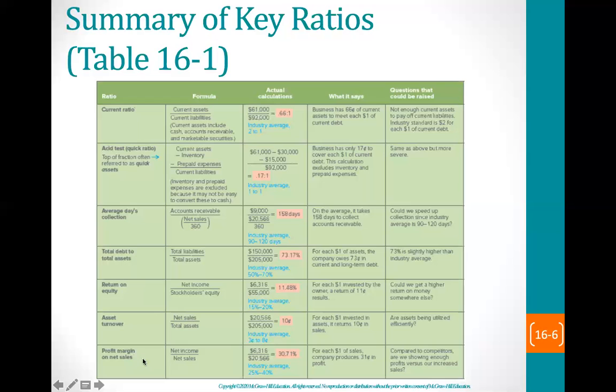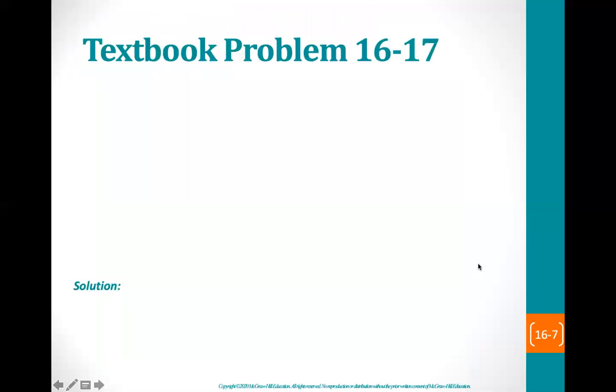Profit margin on net sales. We discussed this in one of the previous examples. Net income divided by net sales. We see is 30.71%. So for each dollar of sales, the company produces 31 cents of profit, which is right within the industry average. So let's look at an example.